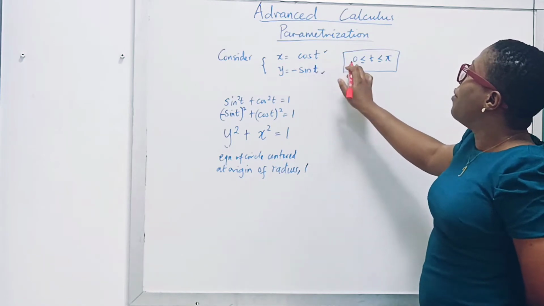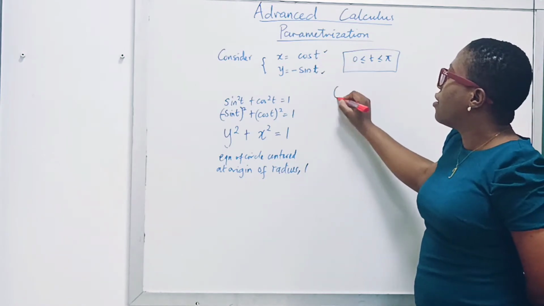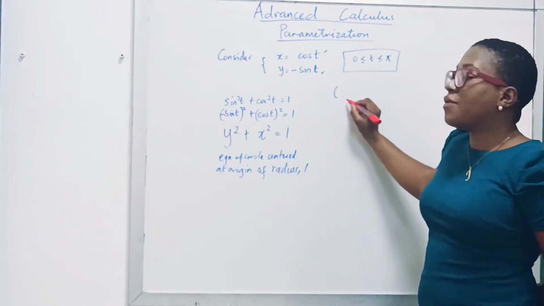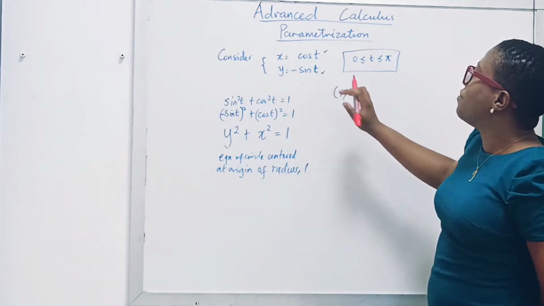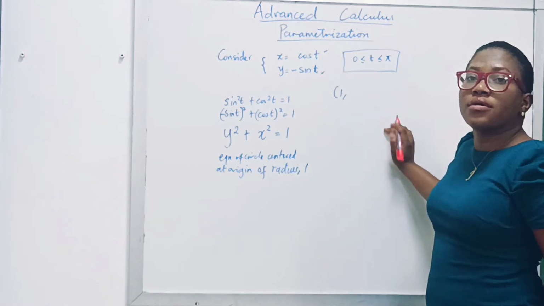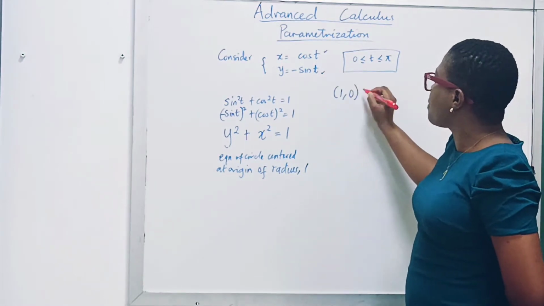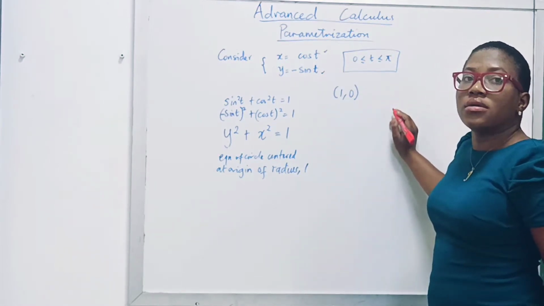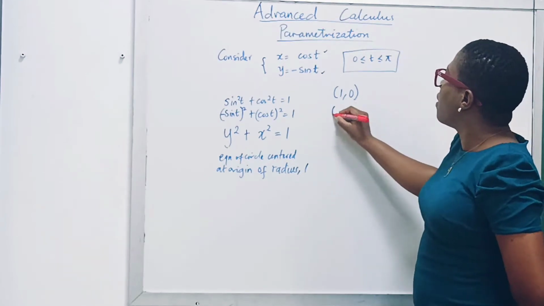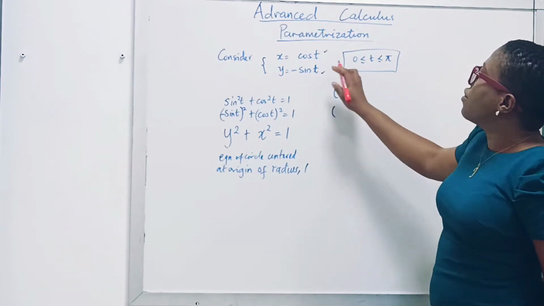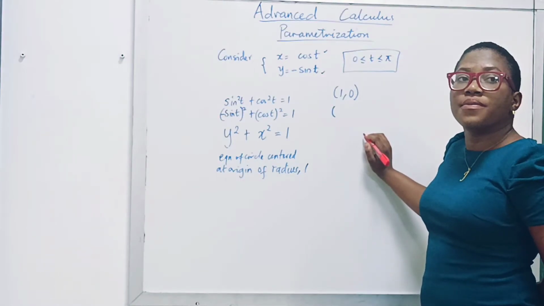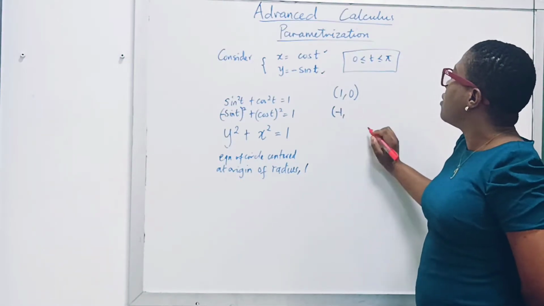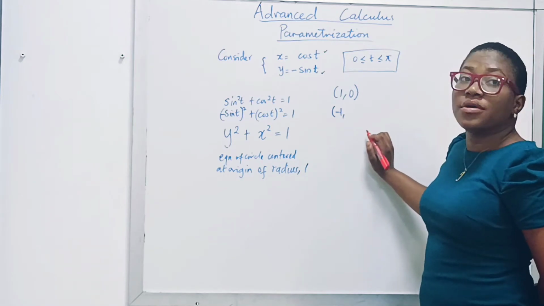Okay, so if I put 0 here, cos 0 is what? 1. Minus sine 0 is what? 0. It's still 0. Okay. Here, cos pi is what? Minus 1. Oh, minus 1. Sine pi is what? 0.